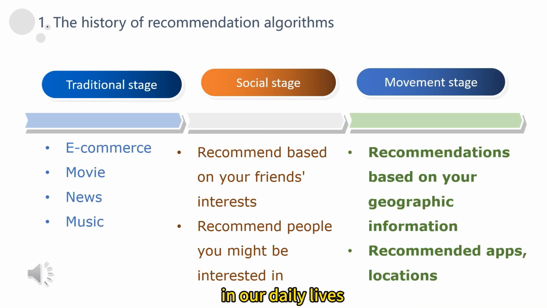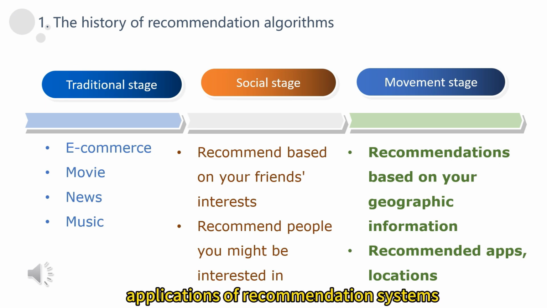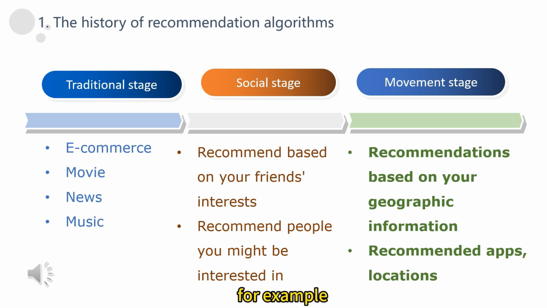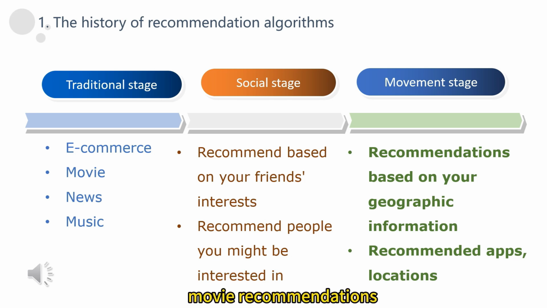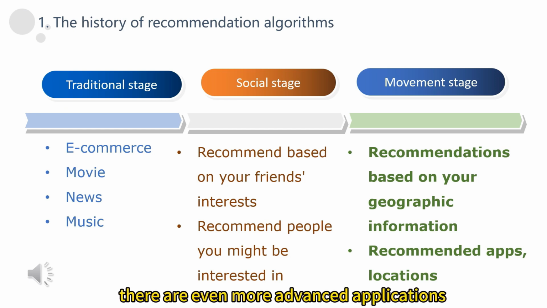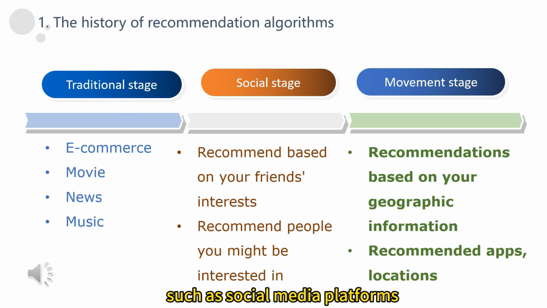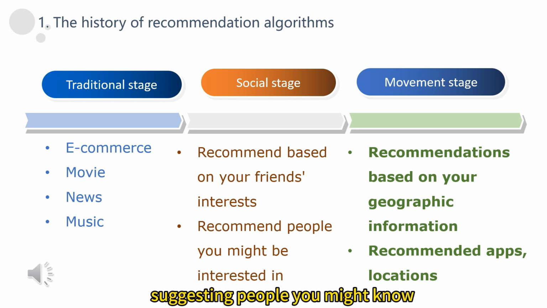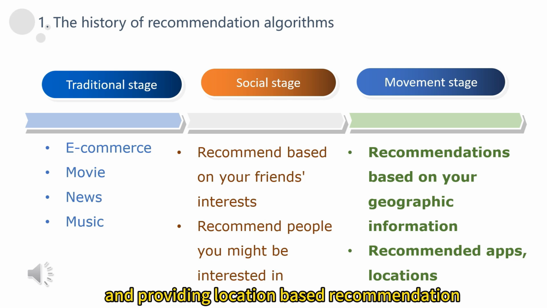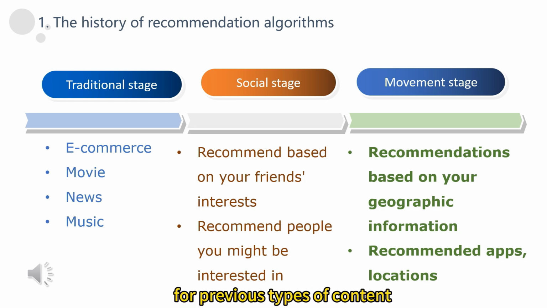In our daily lives, we often come across applications of recommendation systems. For example, product recommendations on e-commerce platforms, movie recommendations, news recommendations, music recommendations, and more. There are even more advanced applications such as social media platforms recommending content that your friends might be interested in, suggesting people you might know and providing location-based recommendations for previous types of content.